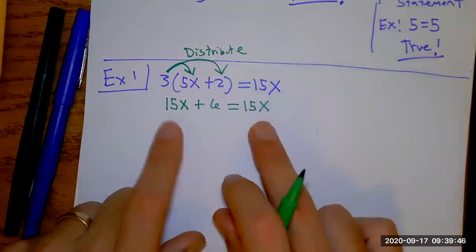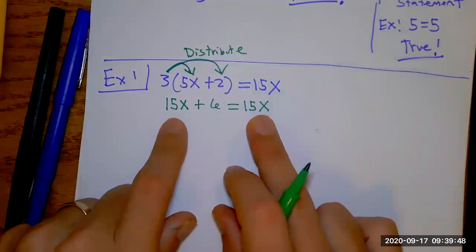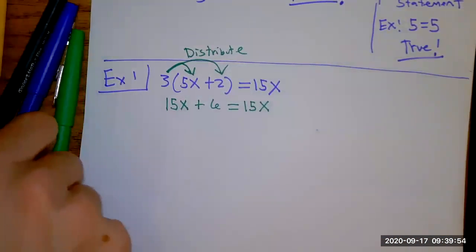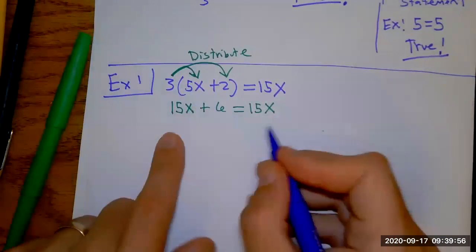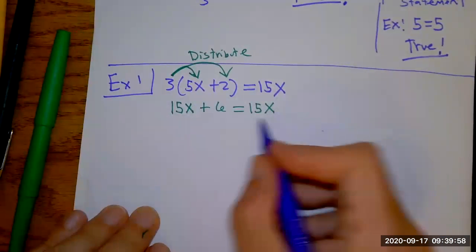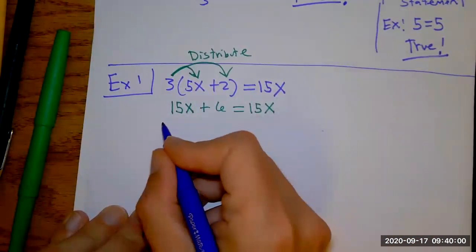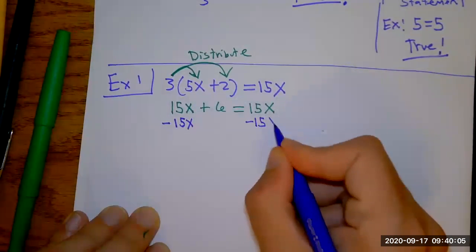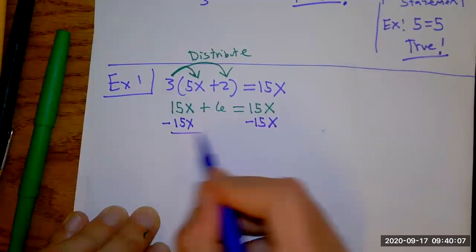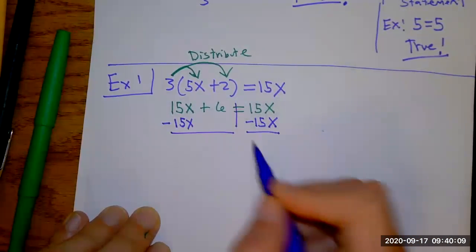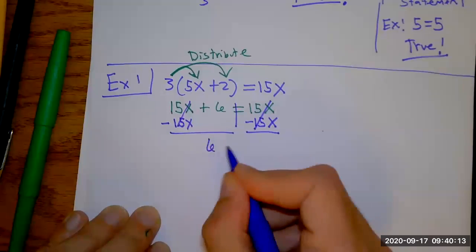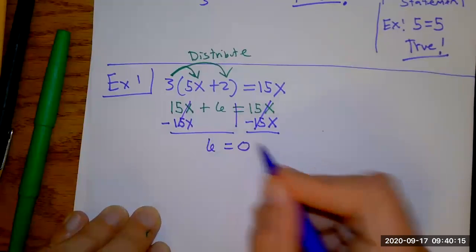Now, notice how there's a 15x here and a 15x here. Uh-oh, something's going to be crazy. What side has more x? They have the same amount of x, so it doesn't matter what side we move it to. If I subtract 15x to both sides, I get 6 equals 0.